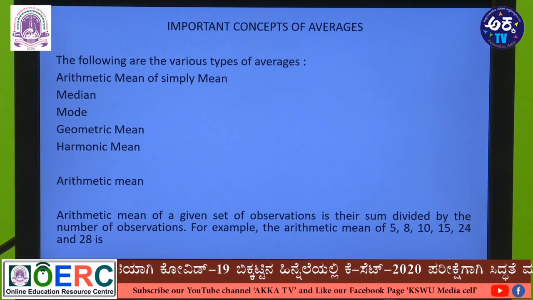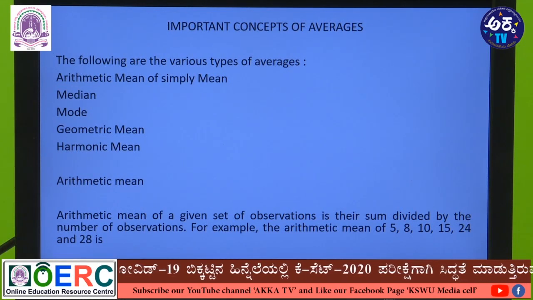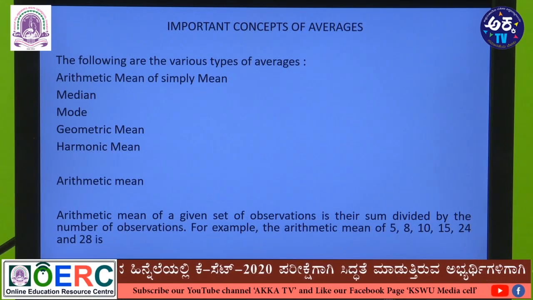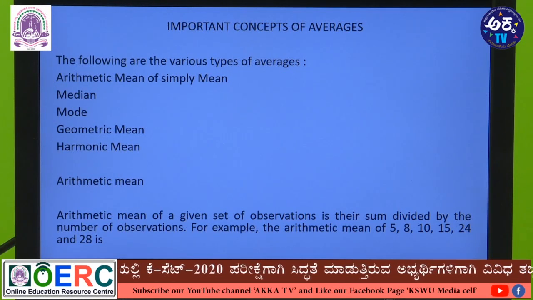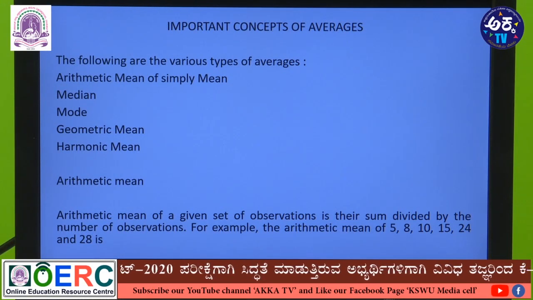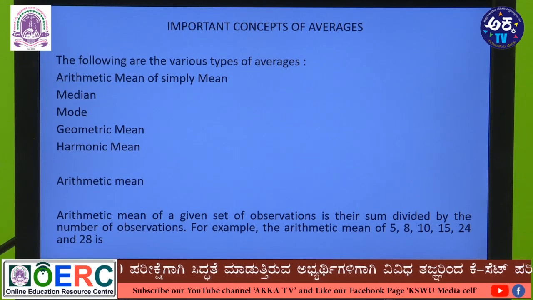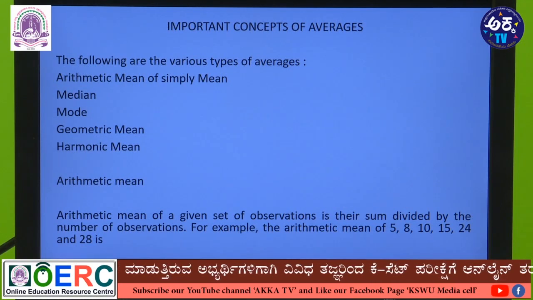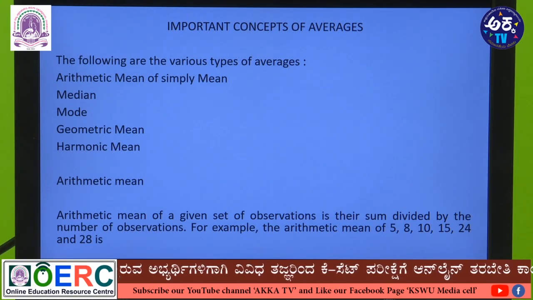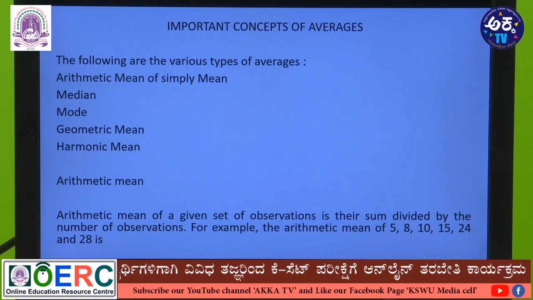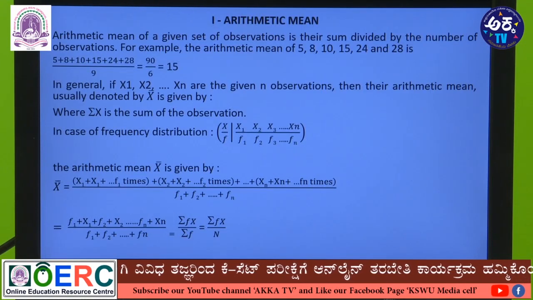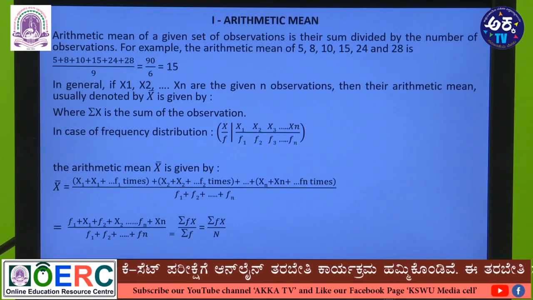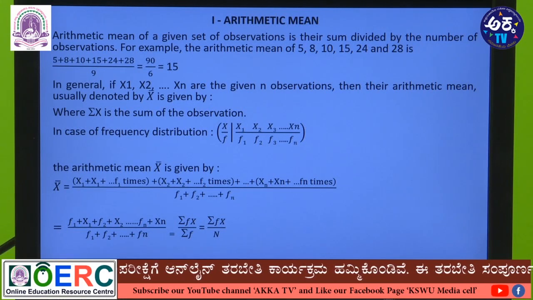Friends, let us look at arithmetic mean as an average. What is arithmetic mean? Arithmetic mean of a given set of observations is their sum divided by the number of observations. What I mean to say is, arithmetic mean is simply the sum of the given observations divided by their number. For example, the arithmetic mean of 5, 8, 10, 15, 24 and 28 will be 15. So, a simple definition of arithmetic mean: the ratio of the sum of the observations to the number of observations involved.